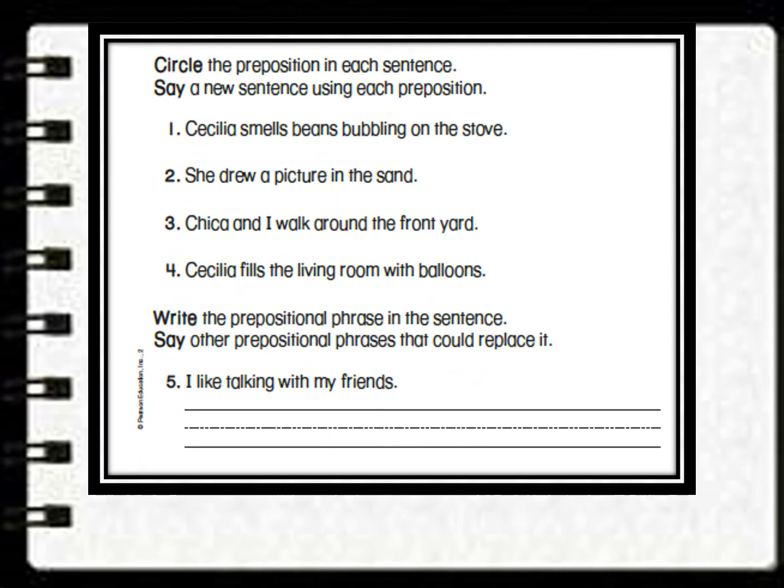Circle the preposition in each sentence. Say a new sentence using each preposition. Number 1. Cecilia smells beans bubbling on the stove. Number 2. She drew a picture in the sand. Number 3. Chica and I walk around the front yard. And number 4. Cecilia fills the living room with balloons.